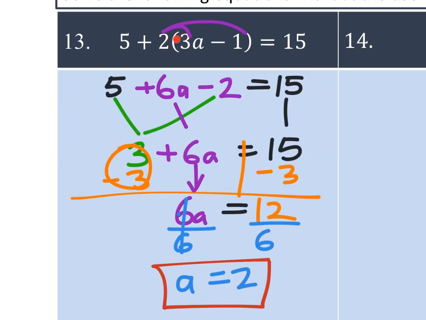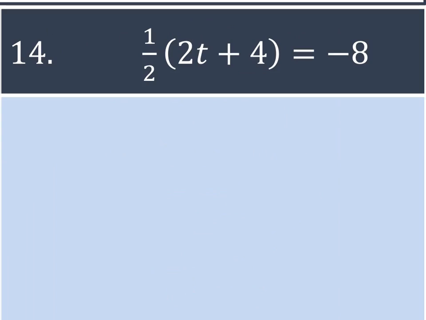But that's out of order because distribution is multiplication. You have to do the multiplication first. And yeah, you could say the parentheses first even, but it's the multiplication of the distribution. You have to do that first before you look at that addition part.